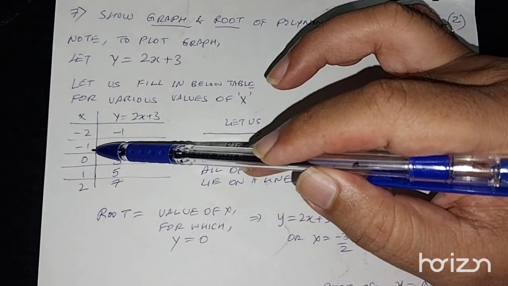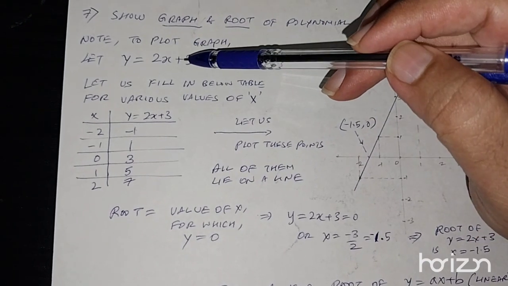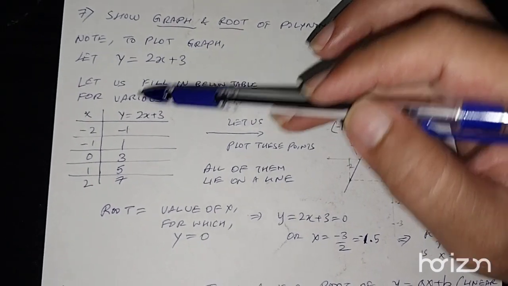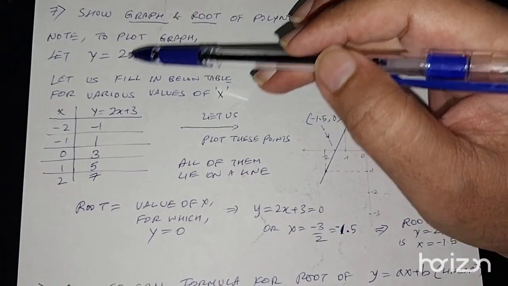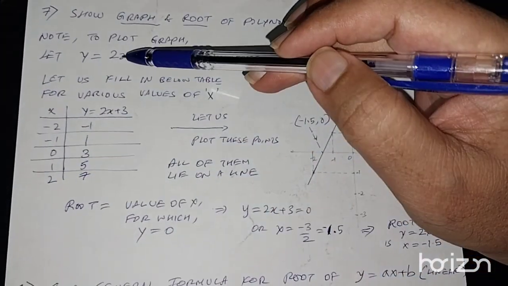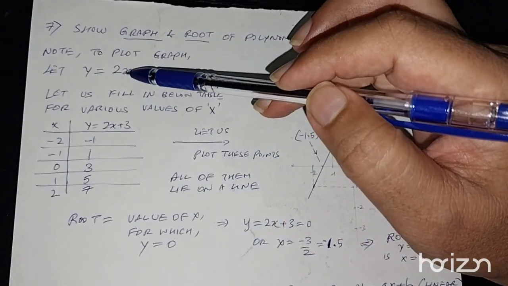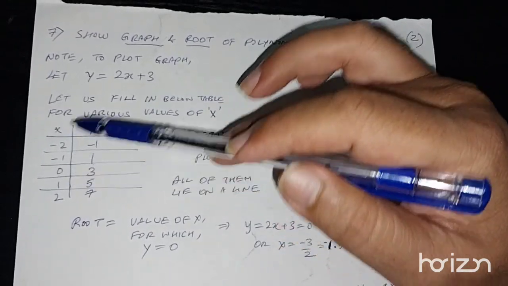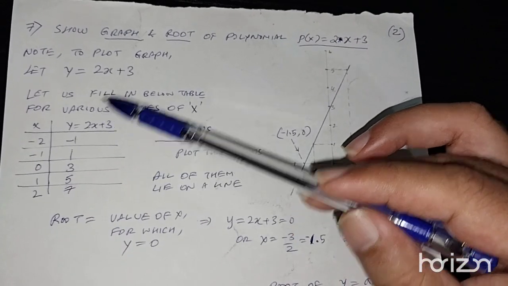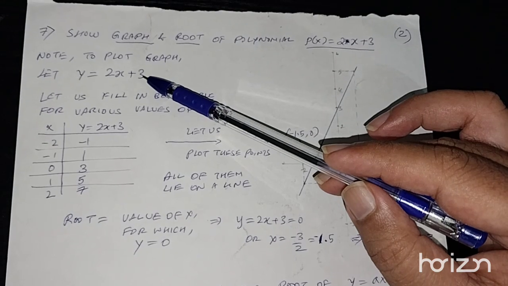Similarly, if you substitute x is equal to minus 1, you will get 2 into minus 1, minus 2, plus 3, that is plus 1. So y is equal to 1 when x is equal to minus 1. When x is equal to 0, this term gets cancelled, 3 remains, so you have 3. Similarly, when x is equal to 1, you will get 2 1s are 2, plus 3, 5, and when x is equal to 2, 2 2s are 4, plus 3, 7. So we have made this table of x and y points, which is a result of this linear polynomial.